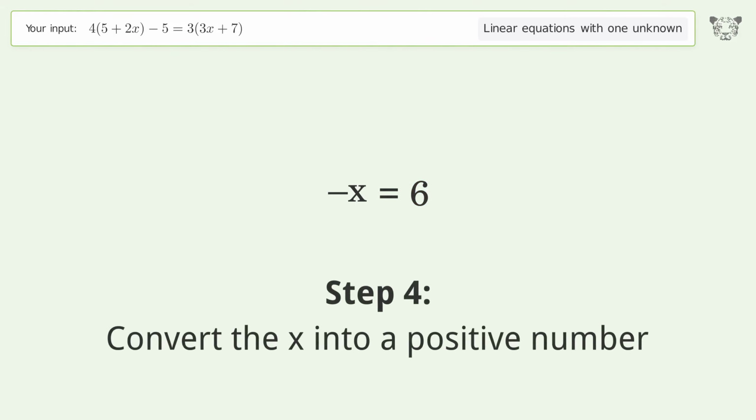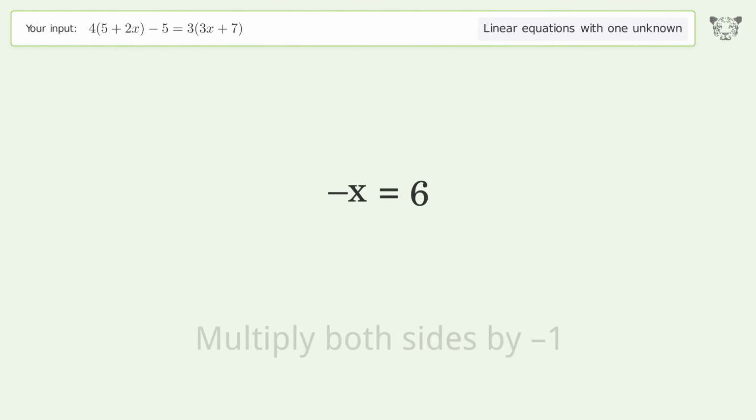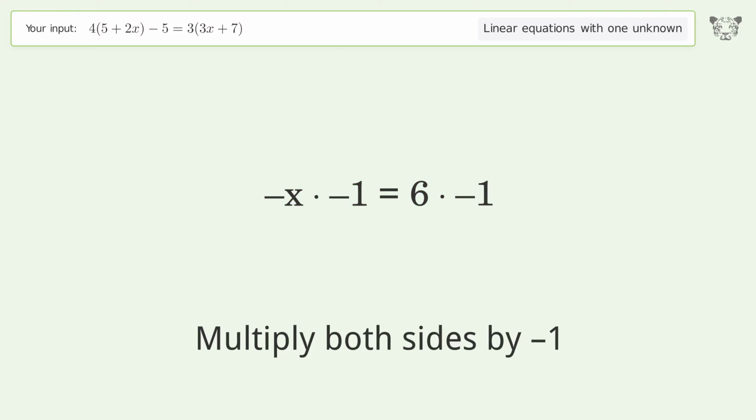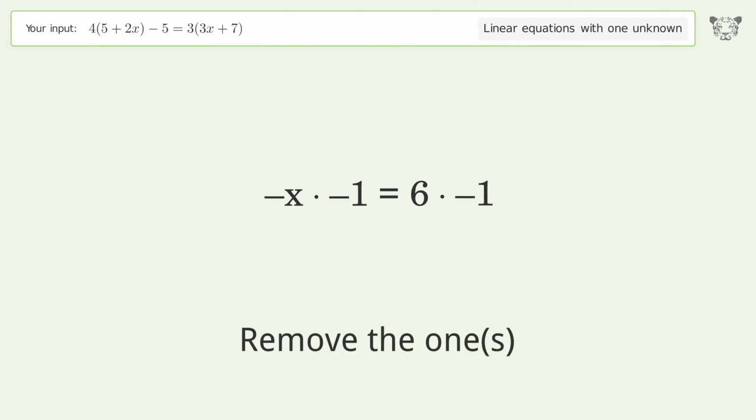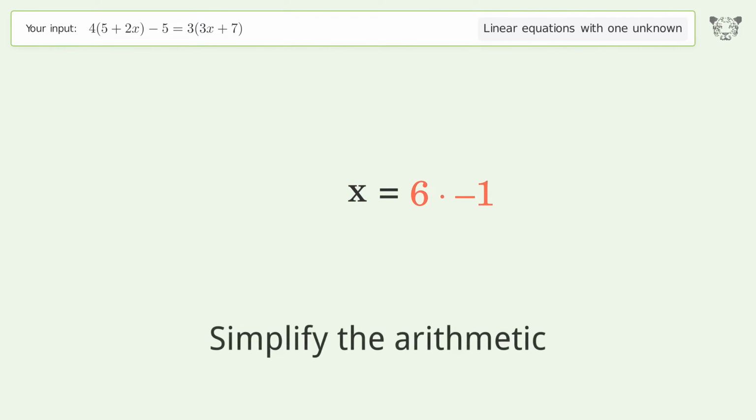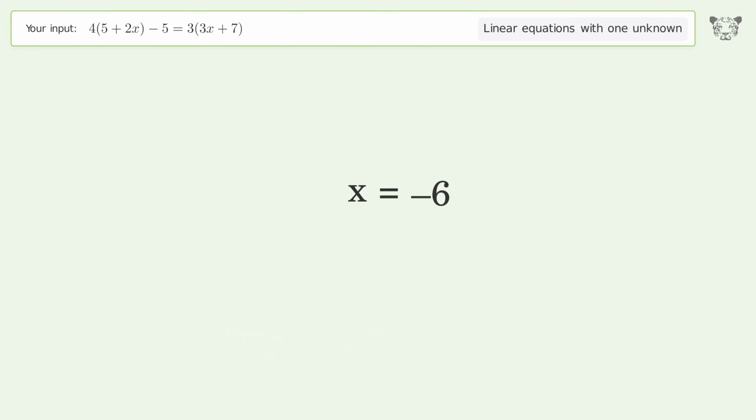Convert the x into a positive number. Multiply both sides by -1. Remove the ones. Simplify the arithmetic. And so the final result is x equals -6.